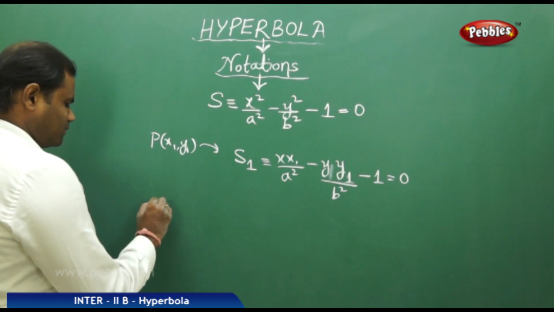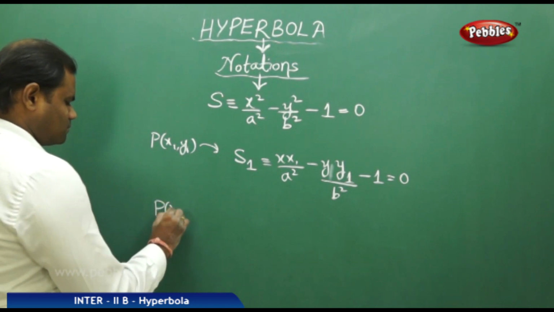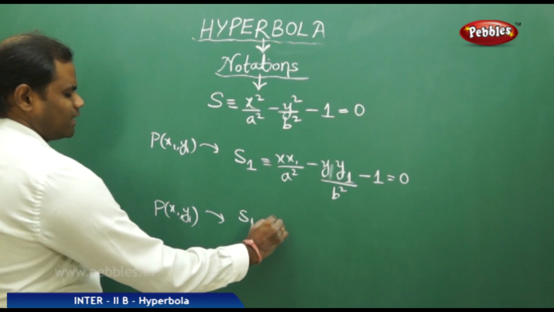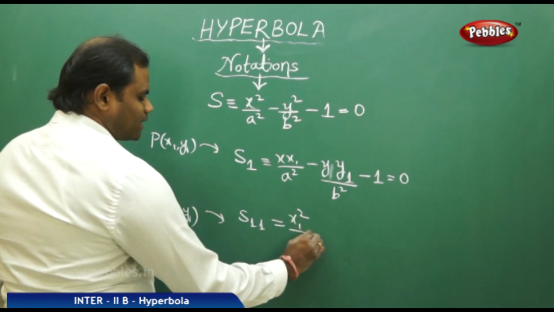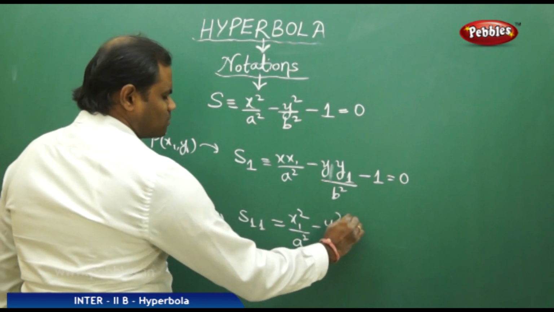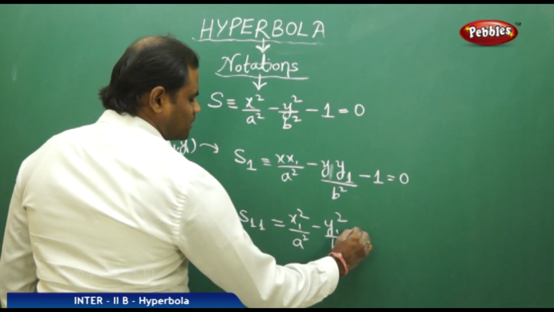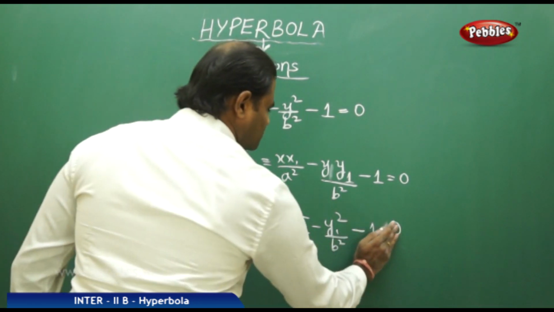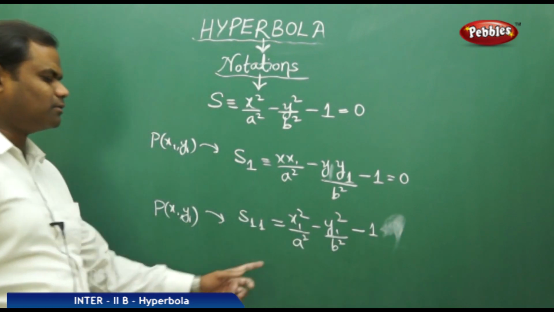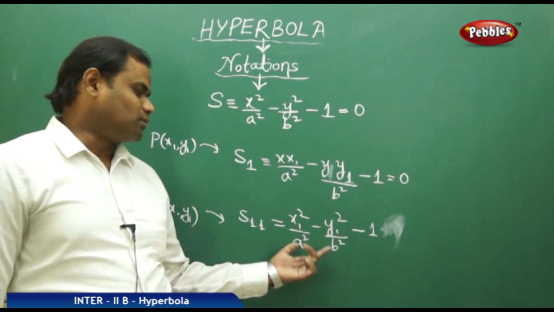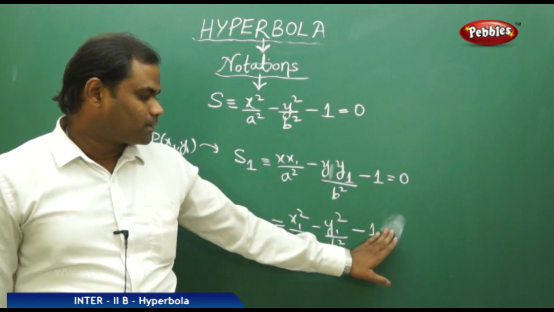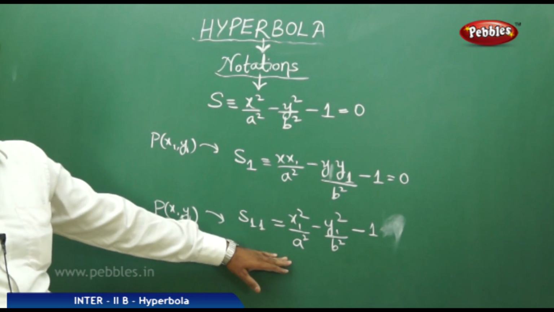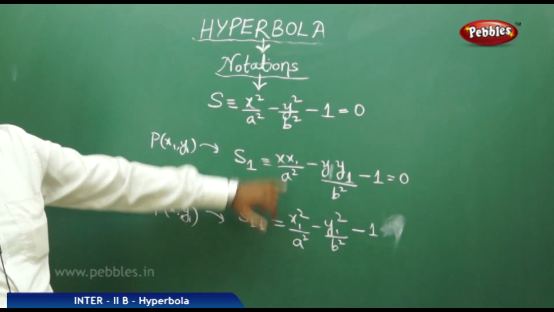If suppose I have the point, then its corresponding S11 is denoted by x1 squared by a squared minus y1 squared by b squared minus 1, which is not equal to 0. This is a constant value, so we don't equate it to 0. So S11 is a constant value, while S is the equation of the hyperbola.